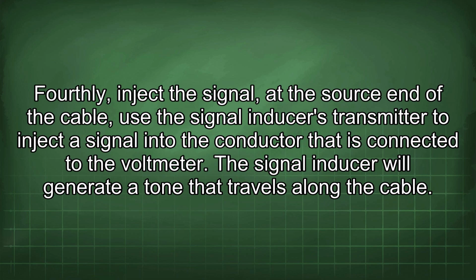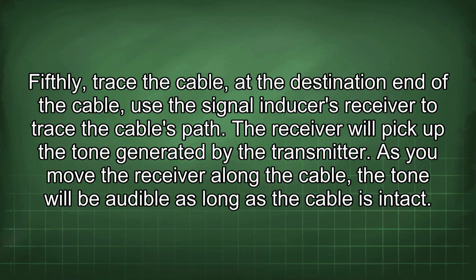Fourthly, inject the signal at the source end of the cable. Use the signal inducer's transmitter to inject a signal into the conductor that is connected to the voltmeter. The signal inducer will generate a tone that travels along the cable. Fifthly, trace the cable at the destination end of the cable. Use the signal inducer's receiver to trace the cable's path. The receiver will pick up the tone generated by the transmitter. As you move the receiver along the cable, the tone will be audible as long as the cable is intact.